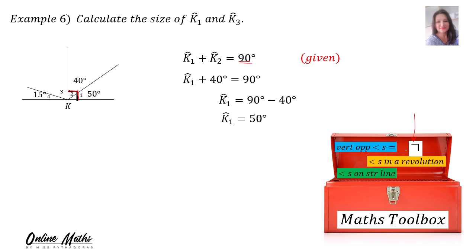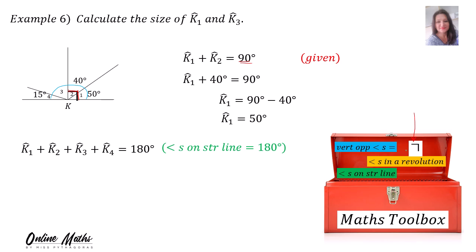Then, if you go back to your sketch, you see that there's a straight line, and then there's 4 adjacent angles on a straight line. So therefore, we can say that K1 plus K2 plus K3 plus K4 is equal to 180 degrees. And your reason? Angles on a straight line equals 180 degrees. They are supplementary.